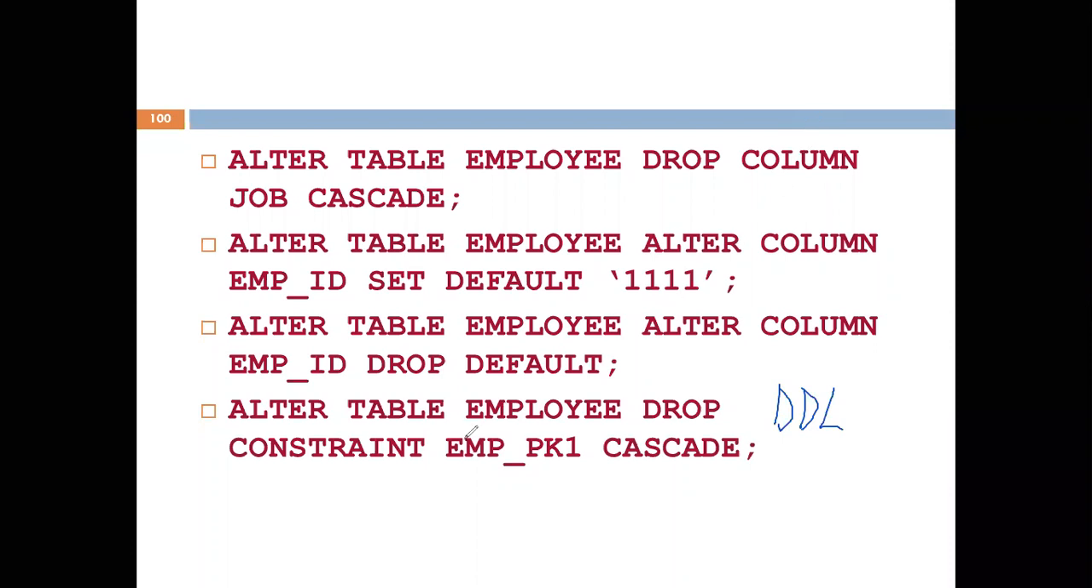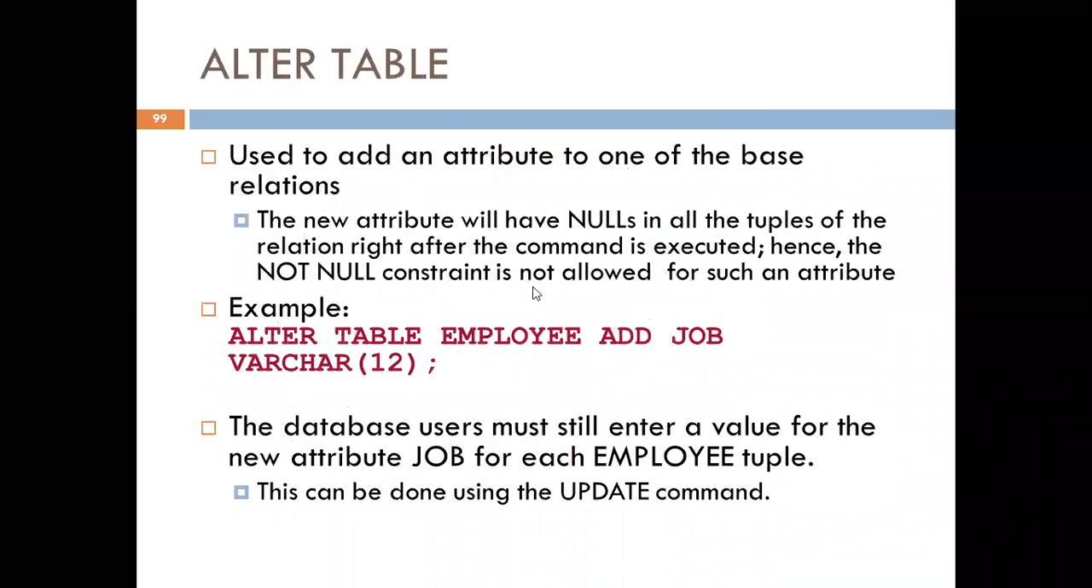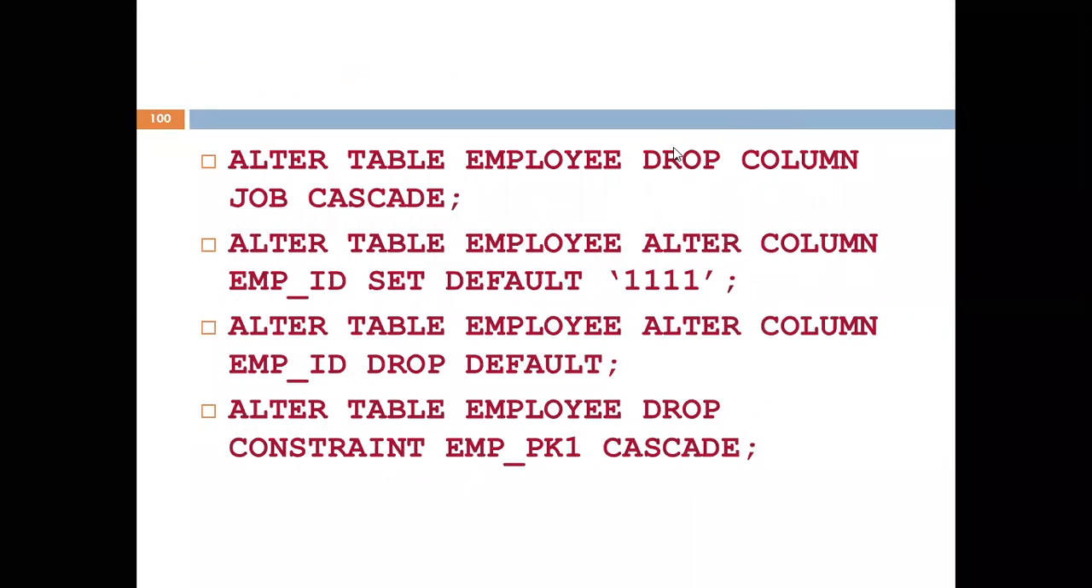Using this alter table command, we can add a new attribute, drop an attribute, change the data type of an attribute, give a default value, drop the constraints, or we can even set not null also. So any sort of modifications can be done to the structure of the table without disturbing the data that is present in that particular table, using these alter table commands.